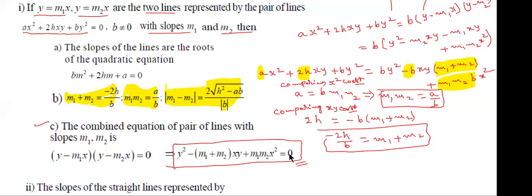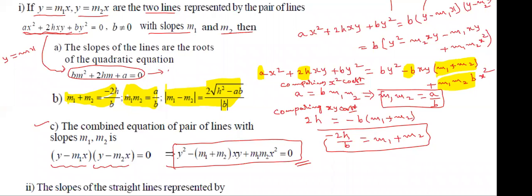How do we get it? (y minus m1x) into (y minus m2x) is equal to 0. The combined equation of two straight lines is called a pair of lines. Now multiply these two, you will get this formula. Y is equal to mx, so instead of y, substitute mx and take x square common here, then you will get this condition. This is a quadratic equation in m.